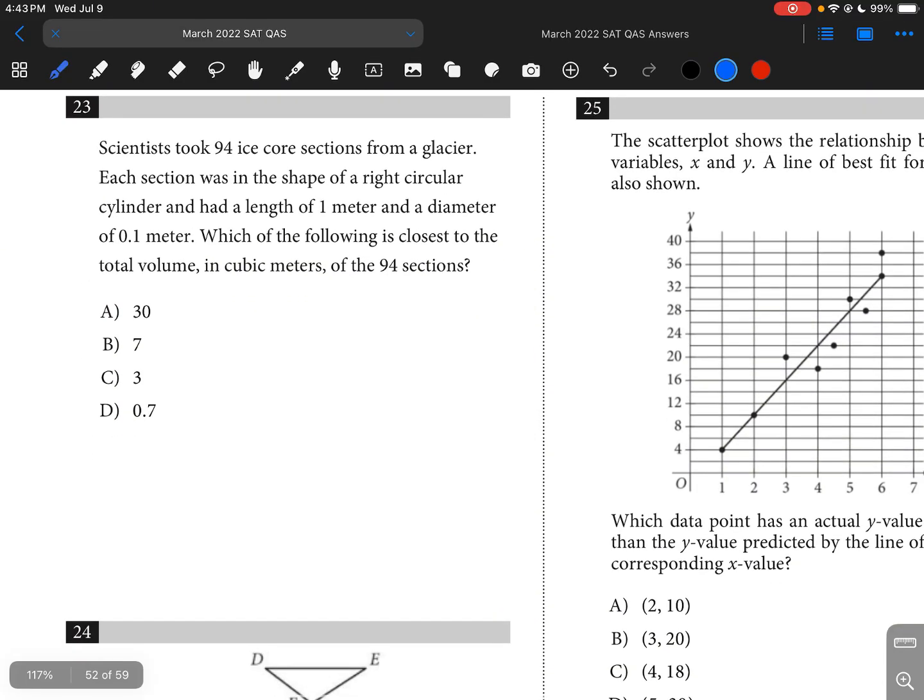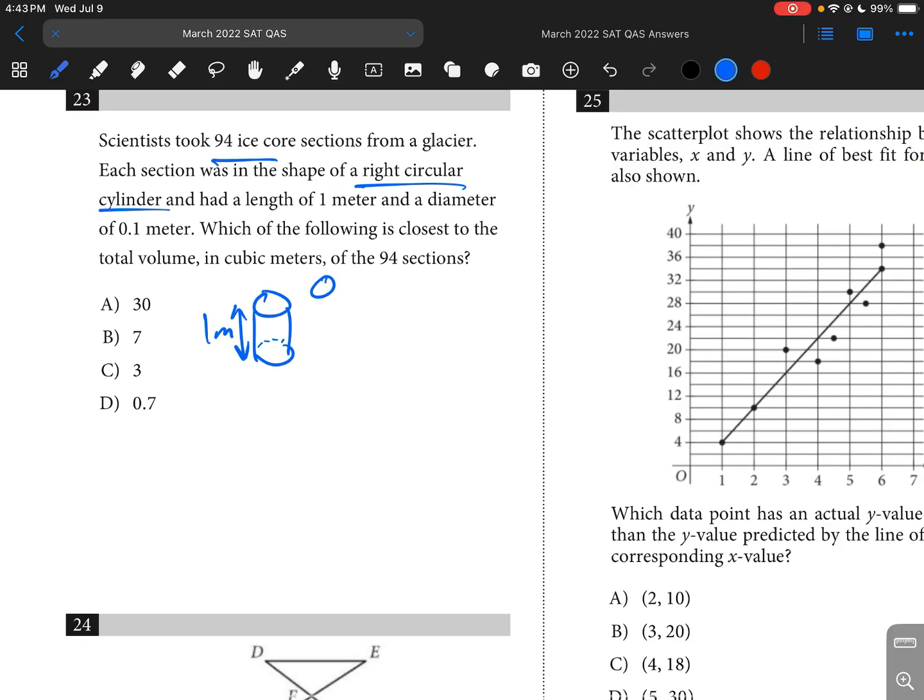Alright, 23. Scientists took 94 ice cores from a glacier. Each section is a right circular cylinder. So let's draw that. And had a length of 1 meter. And diameter of 0.1 meters. Which is the closest to the total volume of the 94? Okay, so you just need to find the volume of one of them and multiply by 94.